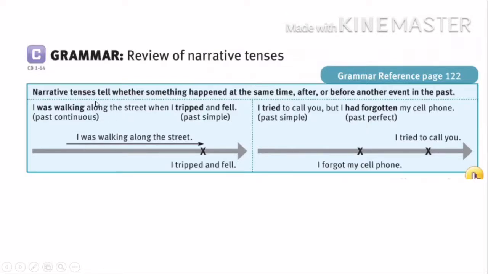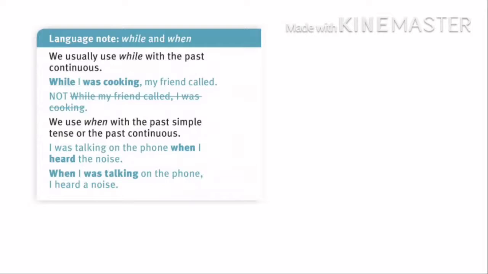When we talk about stories and we're telling something that was in progress in the past, we use expressions such as while or when. Okay, but I have to be very careful here. We usually use while with the past continuous. While I was cooking, my friend called. And we use when with the past simple tense or the past continuous. So be very careful here.